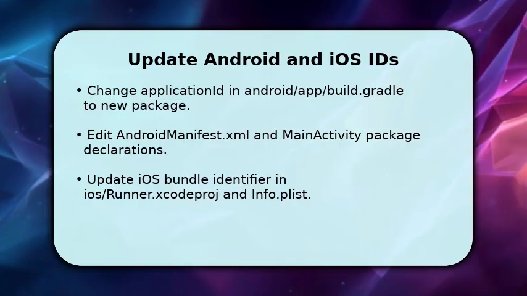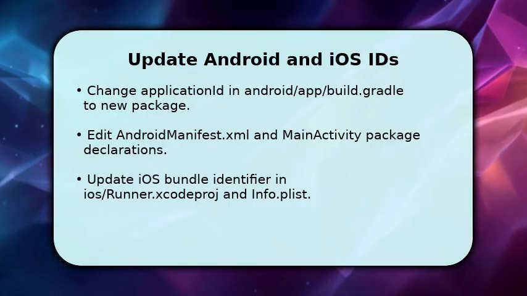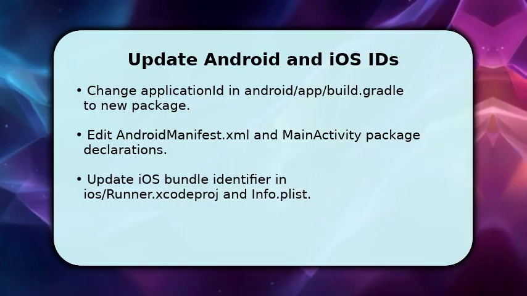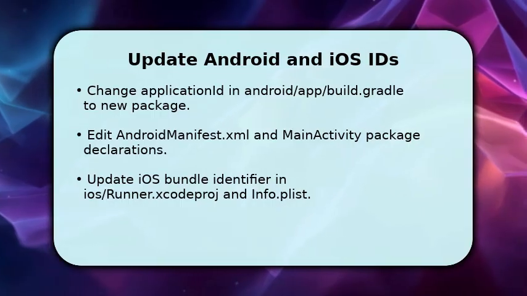For Android, open android/app/build.gradle and replace applicationId with your new reverse domain package, then update package attributes in AndroidManifest.xml and the main activity Kotlin or Java files.